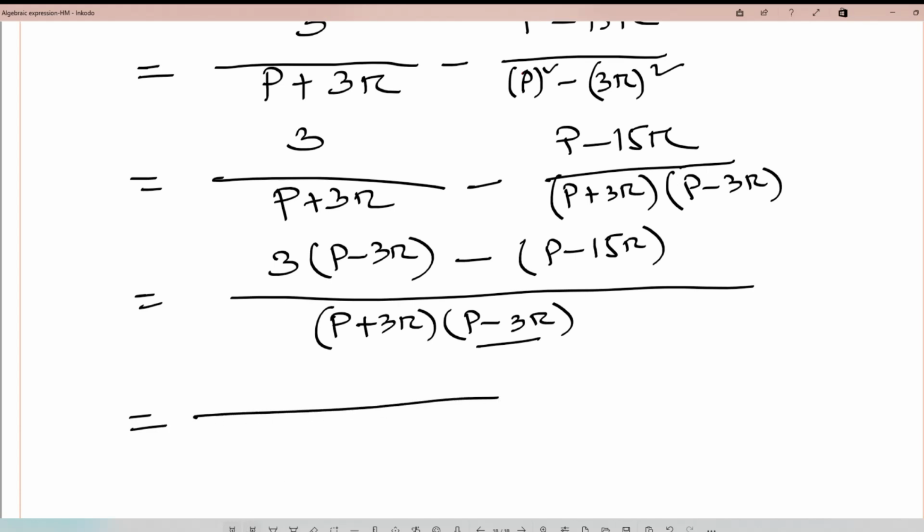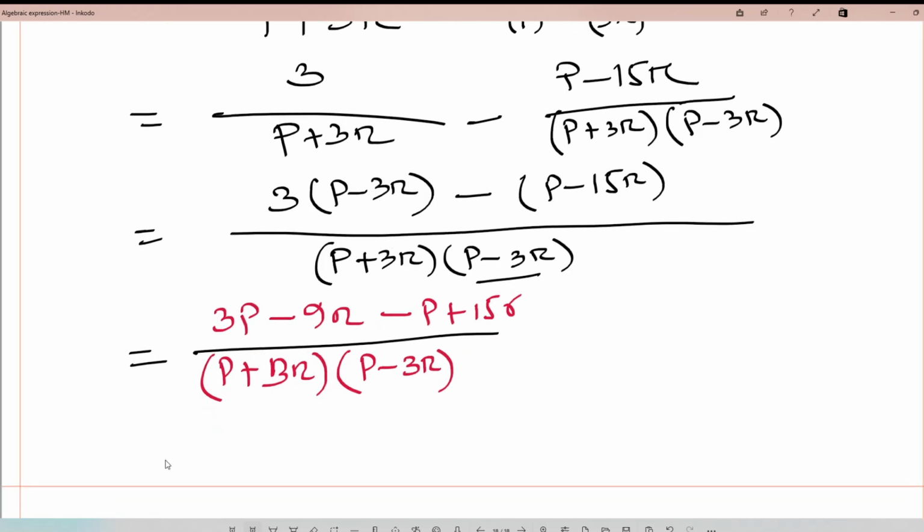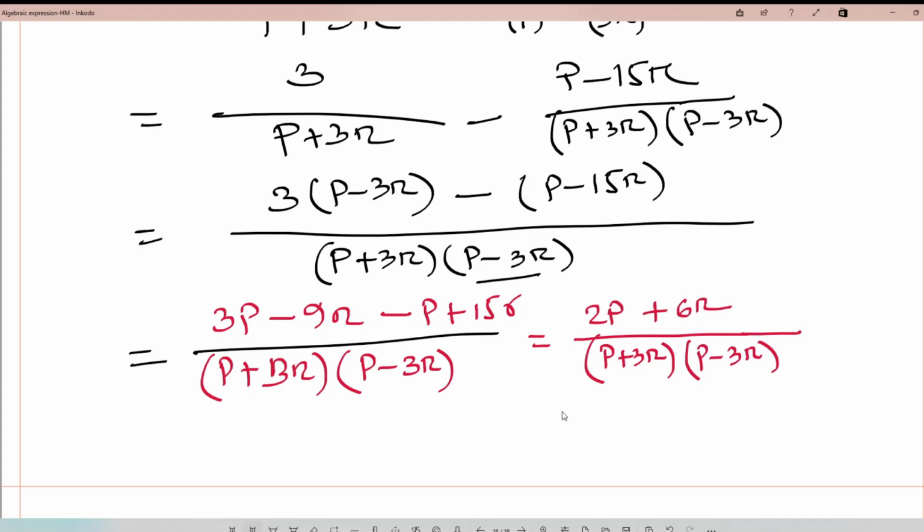So here is p plus 3r and p minus 3r, and 3p minus 9r minus p plus 15r. So what can we do? Here is p plus 3r into p minus 3r, and here is 3p minus p, it means 2p, and here is minus 9r and plus 15r, so here is plus 6r. Okay, so if we take common 2, here is p plus 3r, and here is p plus 3r into p minus 3r.